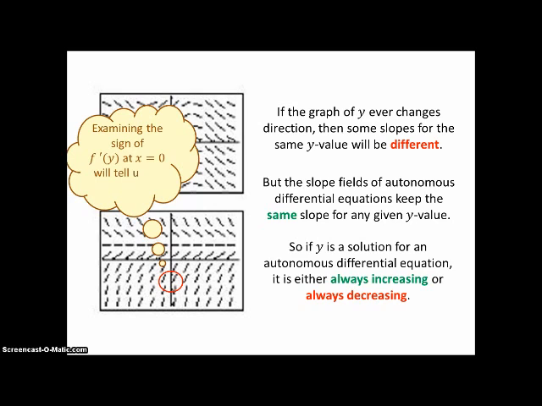Examining the sign of f prime of y at x equals 0 will tell us y's direction. And we could have examined it at x equal 1 or x equal 5 or whatever, but 0 is just a convenient place to check. Okay?